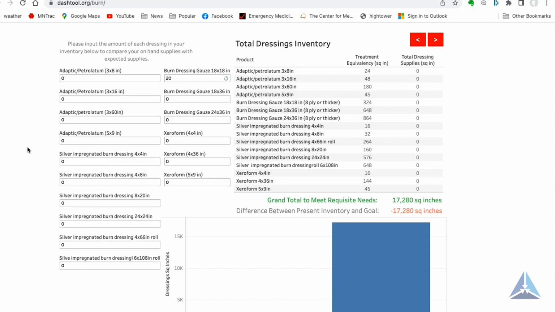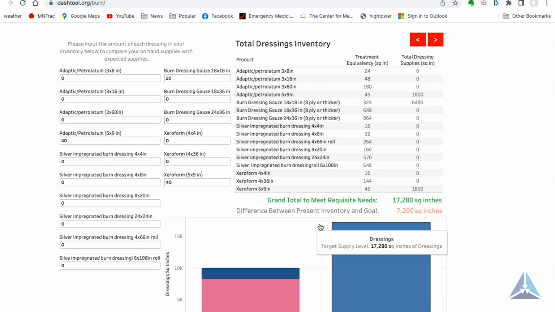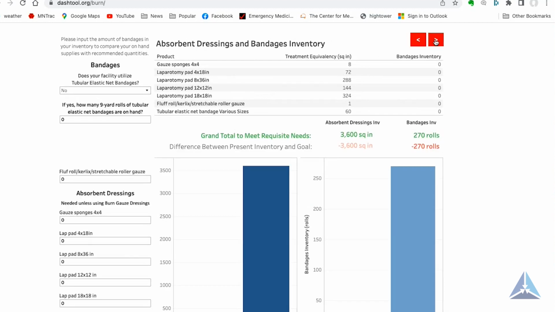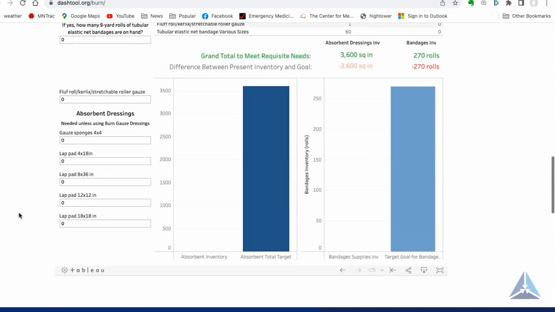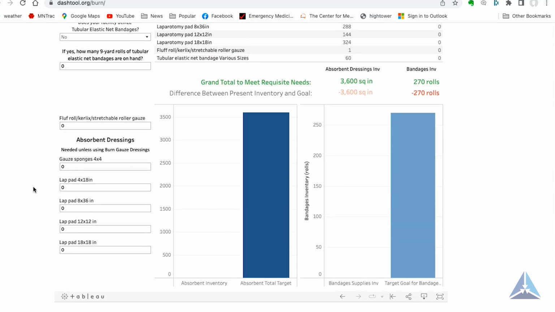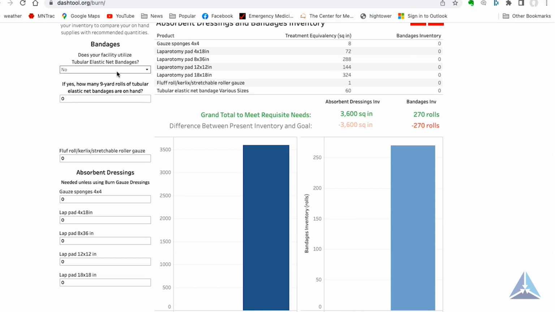So let's say that we've got 20 of those available. We'll have a bunch of Adaptic 5x9s, and again, this is calculated based on a 40% BSA burn, about 40 Xeroform. And again, you can see the quantities populating up to what we need to get to. Right now, we're a little bit short, but that's okay. I just want to go on to show that because we're using some Xeroform and petrolatum, we do need to have bandages. If you use tubular elastic net, that's included here, or if you're using Curlex fluffs and roller gauze, that's included as well.